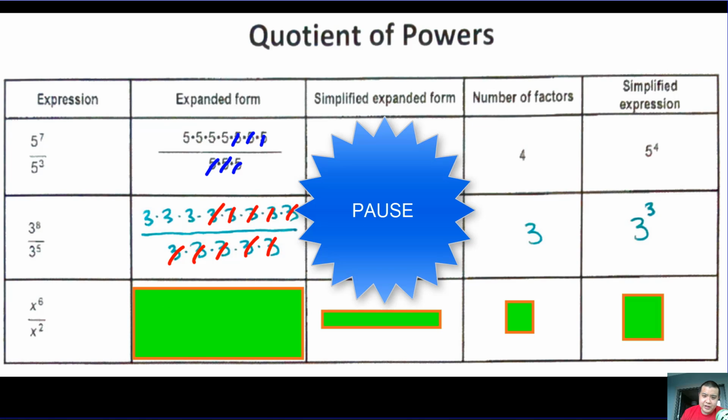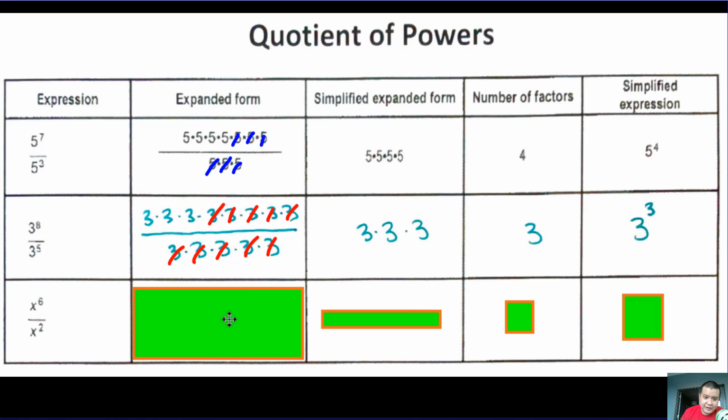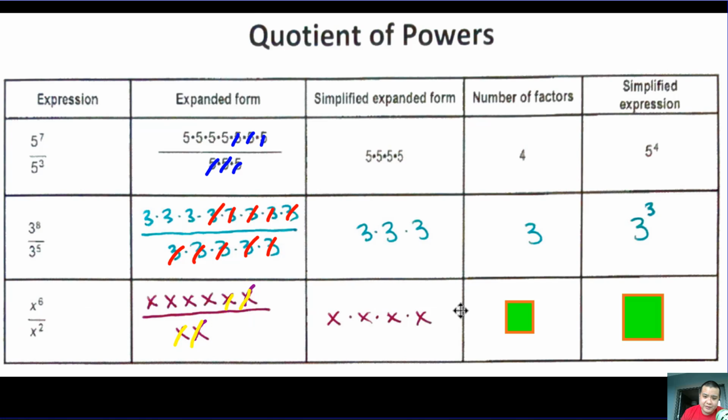Okay. Go ahead and try this last one out on your own. Here, we have 6 x's at the top and 2 x's on the bottom, and again, we can cancel them out. This cancels with this one. This cancels with this one. This top x cancels with this bottom x. So what we're left with is 4 x's. So therefore we have x times x times x times x, which means we have 4 factors. So therefore it is x to the 4th, because there are 4 x's right here.